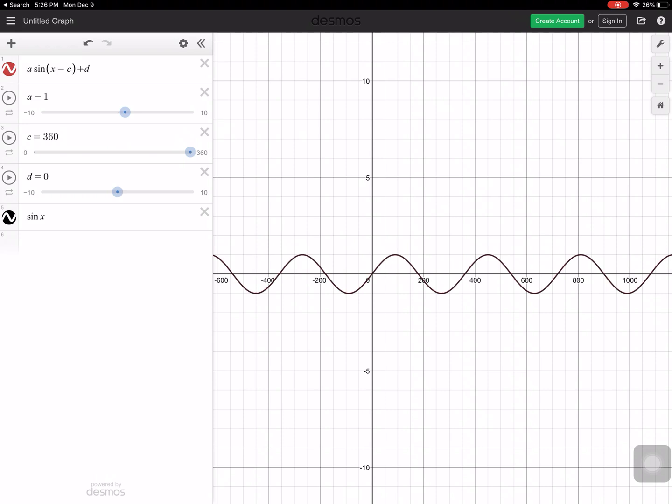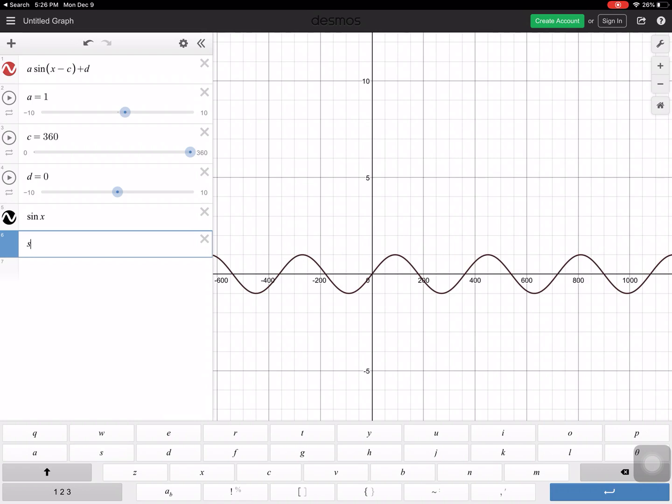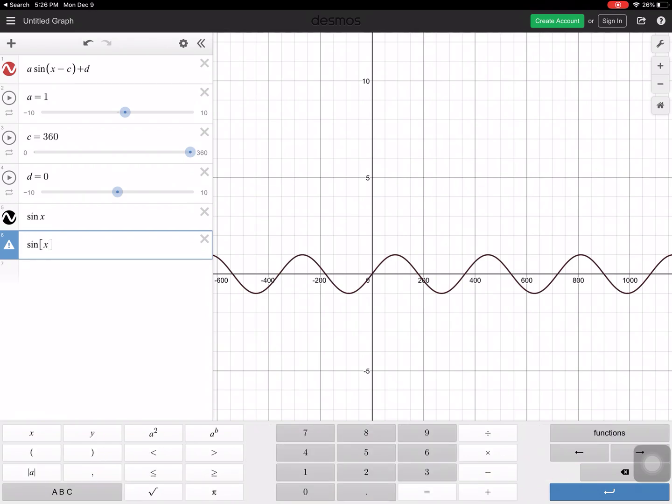So at every 360 interval, we actually have the same visual. It looks the exact same. The only difference is it technically is shifted to the right. Your C value here, if I put sine x and I type in sine, I need a bracket, x plus 360. Watch this. I don't want that to be that either. It drew it right on top.